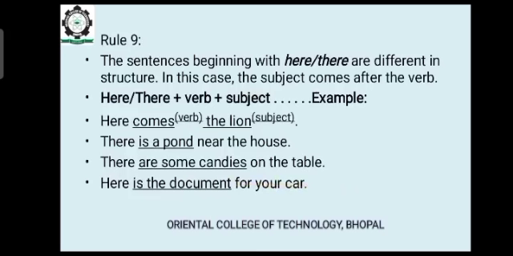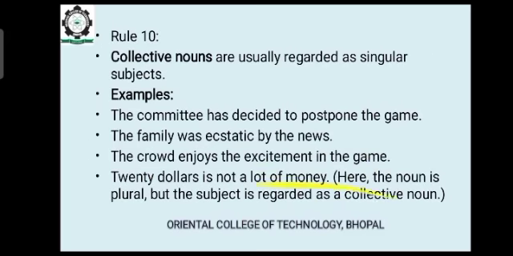Rule number 9. The sentences beginning with here or there are different in structure. In this case, the subject comes after the verb. Here or there plus verb plus subject. Example: here comes the lion. There is a pond near the house. There are some candies on the table. Here is the document for your car.